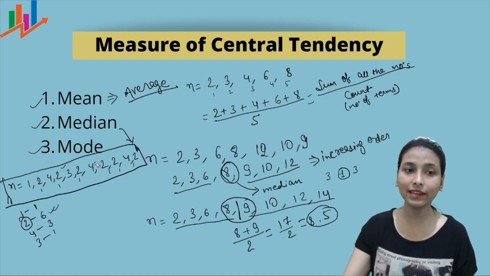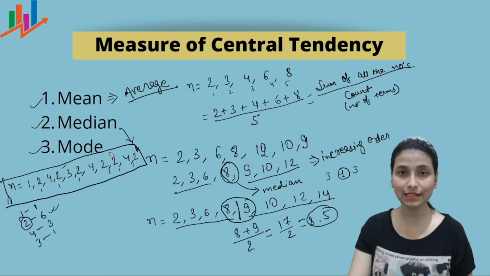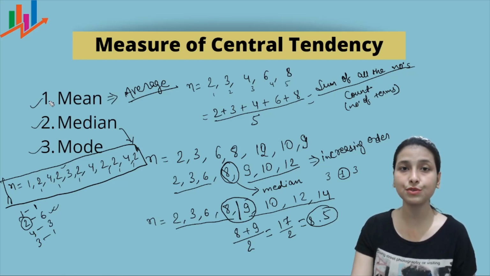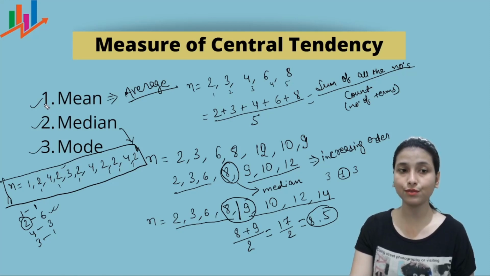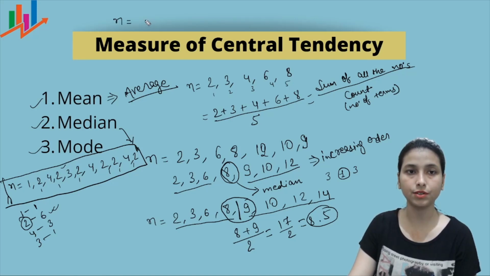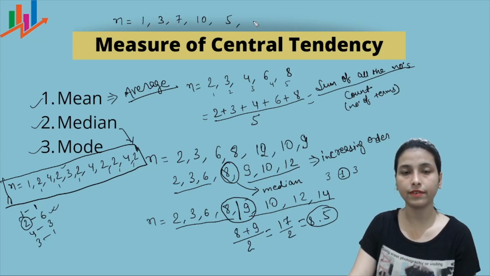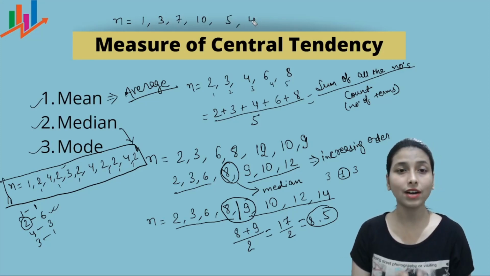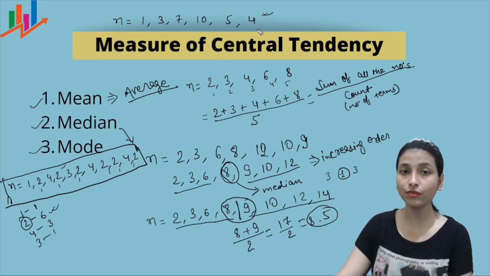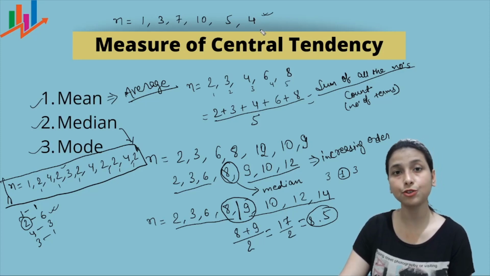Now, I hope you are clear with mean, median and mode from a statistics perspective. Now, moving towards replacing the missing values while solving the problem statement. As I told, we replace the null values or missing values with the mean, median and mode. Let's say I have data such as n equals 1, 3, 7, 10, 5, 4. So I have data in my data set like this, and I have to calculate the mean. Why? Because I need to replace some missing value that is present in my data set.